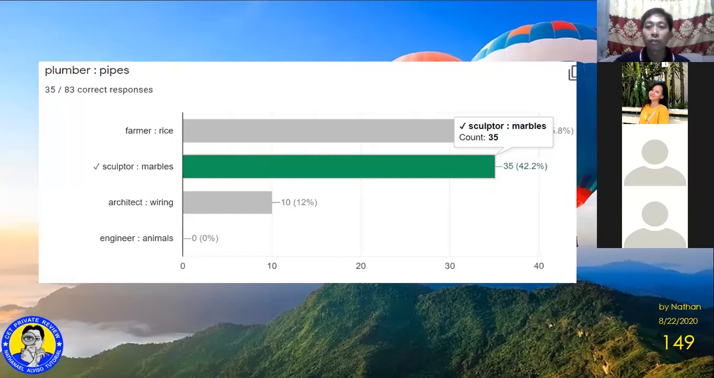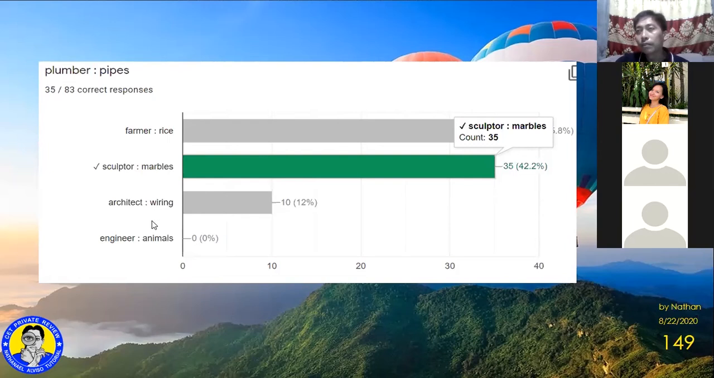Okay, remember, a plumber will work on pipes, right? Cut them, put a lining for the screw, okay, and then put the pieces together to form a wide network of pipes where water can flow. And the best analogy for that is the way a sculptor will also do to a marble. Okay, so even though farmer and rice can make sense, that is not the best answer. Okay, the best answer is sculptor, marble.